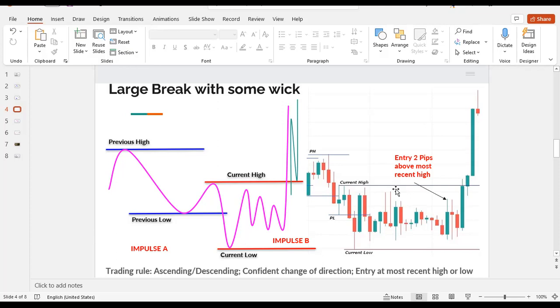So normally what you do is, again, this market previously was a downtrend, it was going down, but the market has broken, going up. So our order will be 2 pips, because it's a very big break, 2 pips above the most recent high, so that the market will come back, tag us in, and go with us into the new direction.